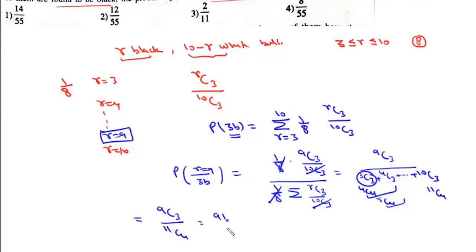Now this is factorial 9, factorial 3, factorial 6, and here will be this factorial 11, factorial 4 and factorial 7. Now here will be this 4 into 7, and this one is going to be 11 into 10. So this probability will be 14 upon 55, and that's your option 1.